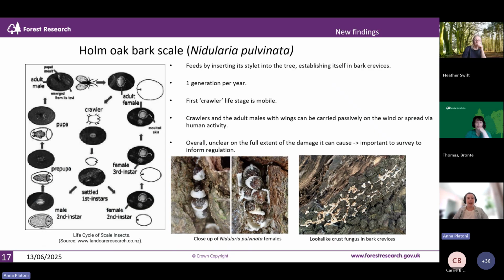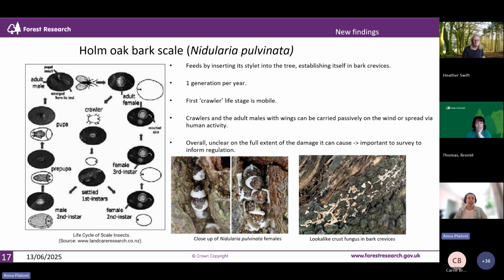So they're feeding by putting in their stylets. Again, they're an insect with sucking mouth parts. So they feed by inserting their stylet mouth parts into the tree, into the bark, and establishing themselves in bark crevices. They like the crevices because the bark is a bit softer there. But once they're there, they can cause an increase in the size of the bark crevices, so they make their home a bit nicer.